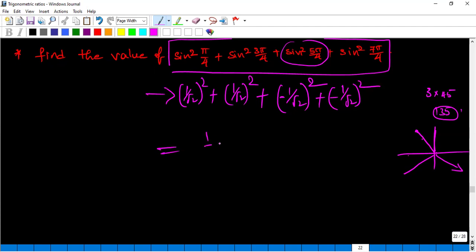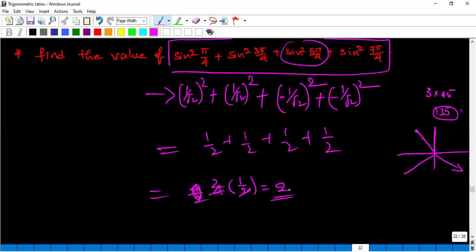So finally 1 by 2 plus 1 by 2 plus 1 by 2 plus 1 by 2, which is nothing but 4 by 2, or else cancel here itself, 2 2's. So you'll get the answer as 2.